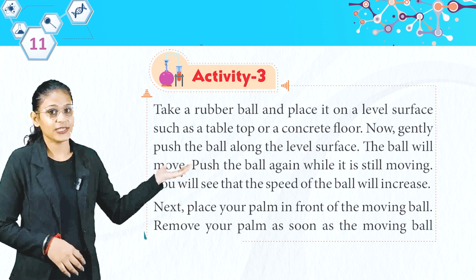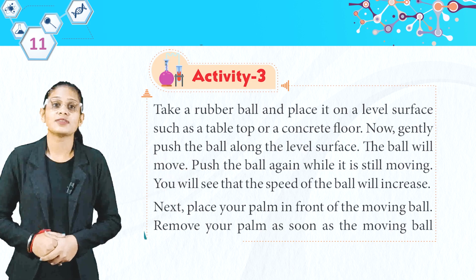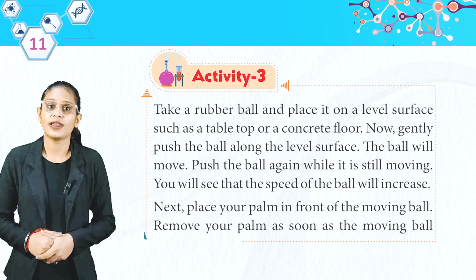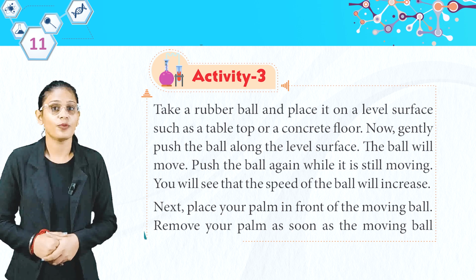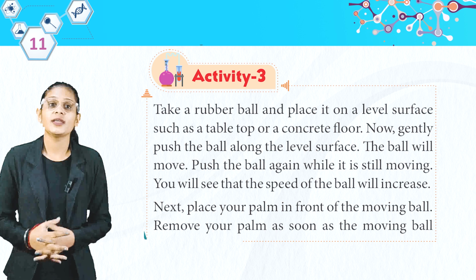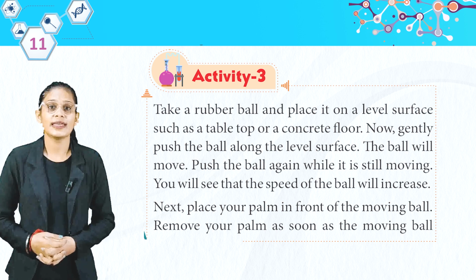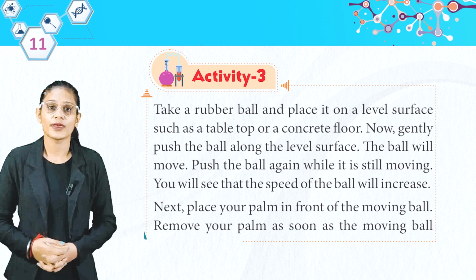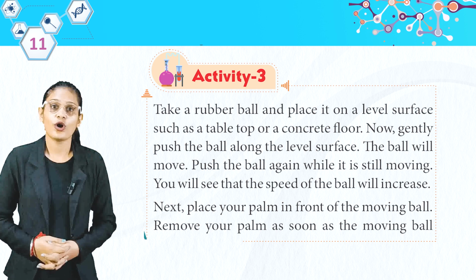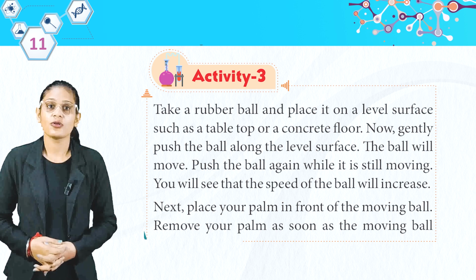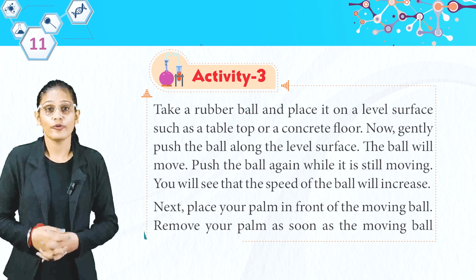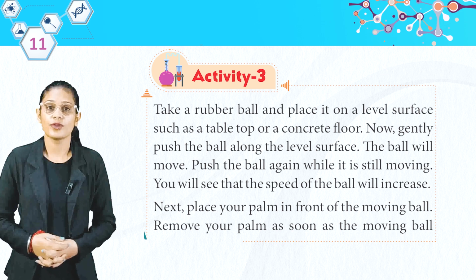Now we have an activity again. Activity 3. Take a rubber ball and place it on a level surface such as a tabletop or concrete floor. Now gently push the ball along the level surface. The ball will move. Push the ball again while it is still moving. You will see that the speed of the ball will increase. Next, place your palm in front of the moving ball.